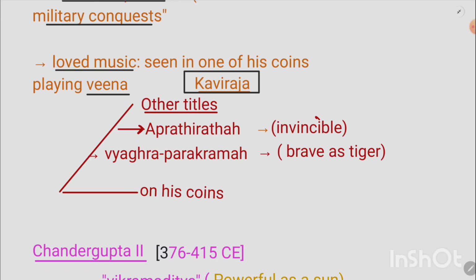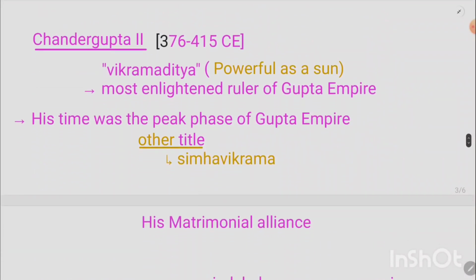There are some other titles seen on the coins issued during his time. One of the titles was Aprathiratha, that is invincible. Another title given to him was Vyaghra Parakrama, that is he was as brave as a tiger. These names are seen on the coins issued by him. So this was all important about Samudragupta.